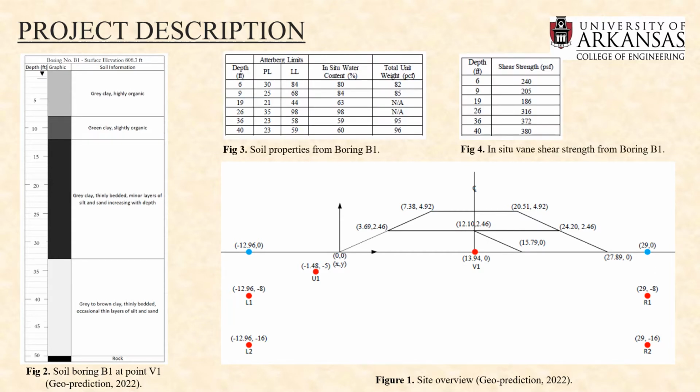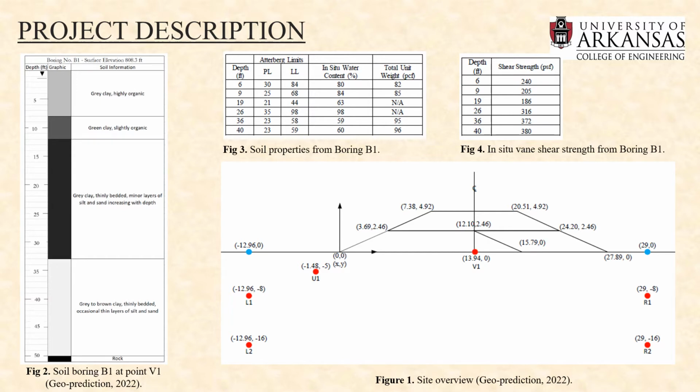The soil properties, including the in-situ water content, total unit weight, and in-situ shear strength, are given in figure number 3 and figure number 4. Based on the undrained shear strength, we're going to divide the 50 feet of clay layer into 6 sub-layers for a more accurate consolidation calculation. The monitoring was set up immediately after the construction began.